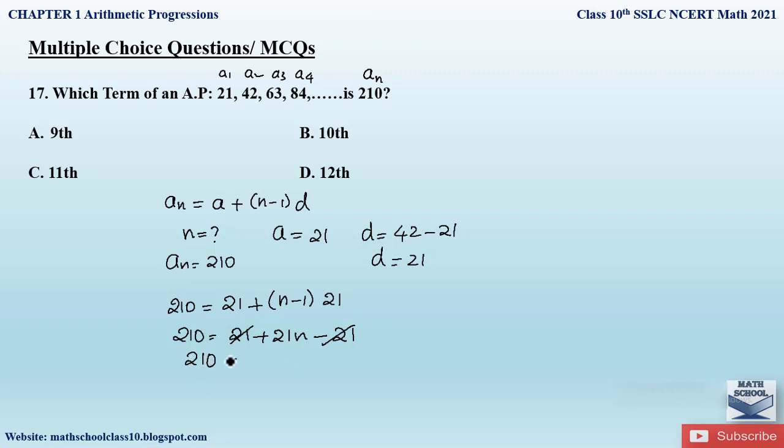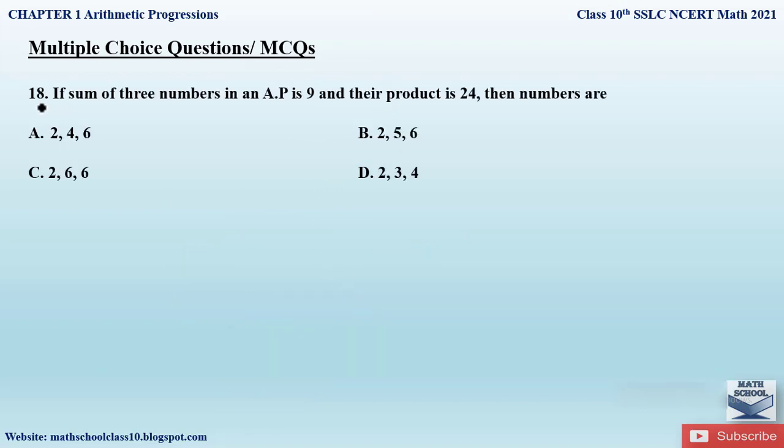So we will have 210 is equal to 21N, or N is equal to 210 divided by 21. So 21 1 times, 21 10 times. So therefore, 210 is nothing but the 10th term of an AP, right? So the correct option is option B, which is the 10th term. Again, this is a direct question where we have to use the formula, substitute the values and find out the result. So the 18th question is, if the sum of three numbers in an AP is 9 and the product is 24, then the numbers are.